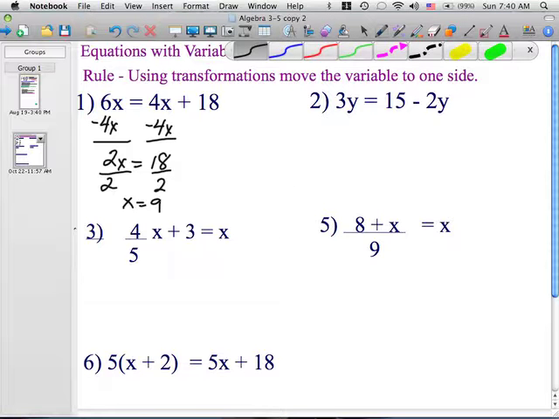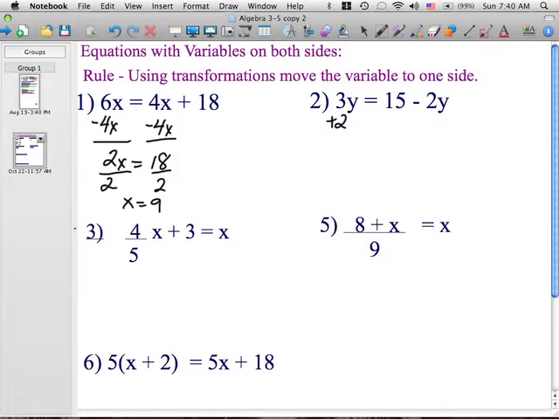Here again, I have the 3y by itself over here, nothing with it, so I want to move the 2y over here, and it's a negative 2y. So I'm going to add 2y. That eliminates it on this side, and I have 5y equals 15. Divide by 5, and I have y equals 3.